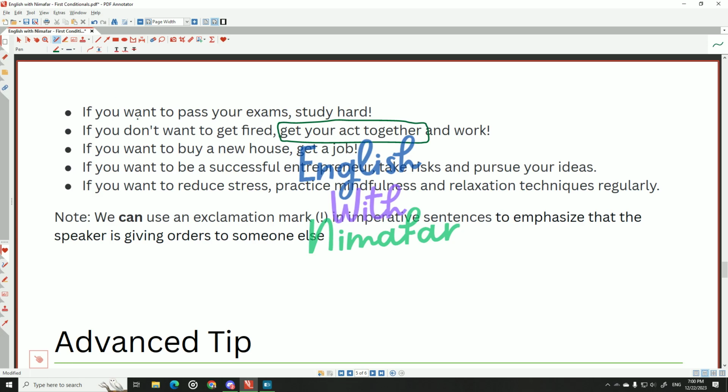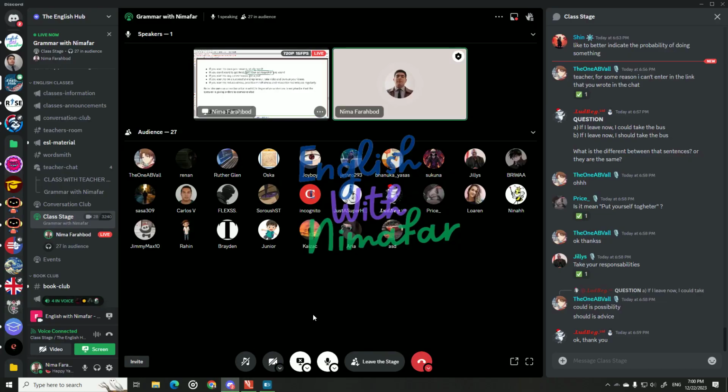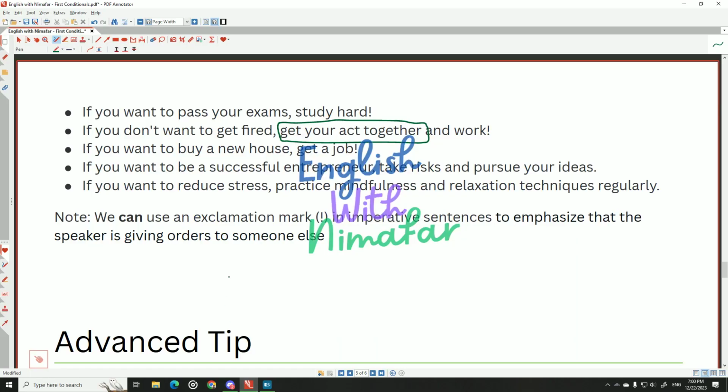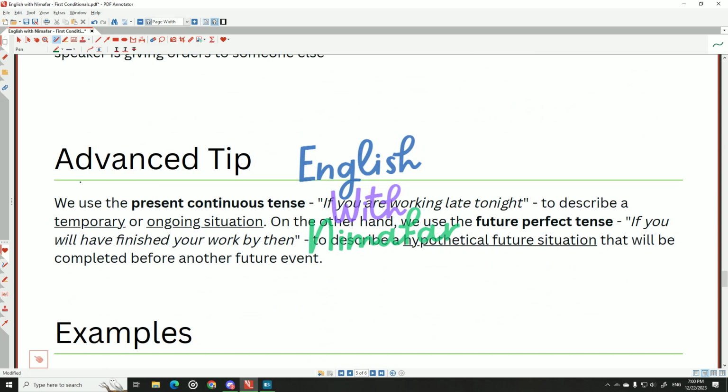For example, if you want to pass your exam, study hard. The tone should be like this: if you want to pass your exams, study hard. It means, come on, study hard. You want to motivate someone, something like this. But advanced tip: we use the present continuous tense, like if you are working late tonight, to describe a temporary or ongoing, continuous situation. On the other hand, we can use the future perfect tense.